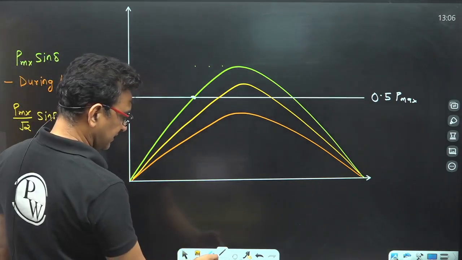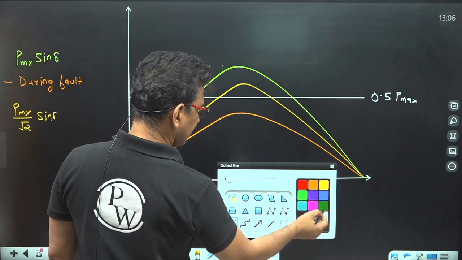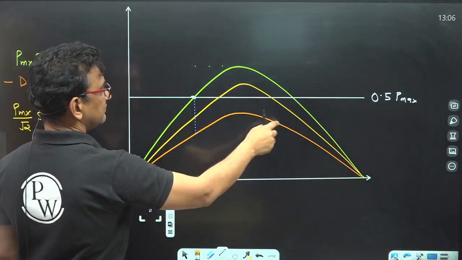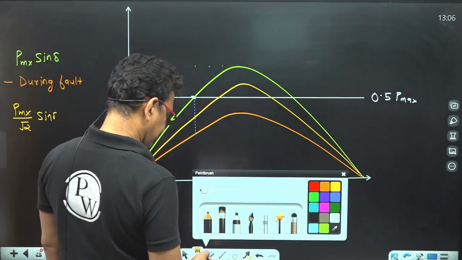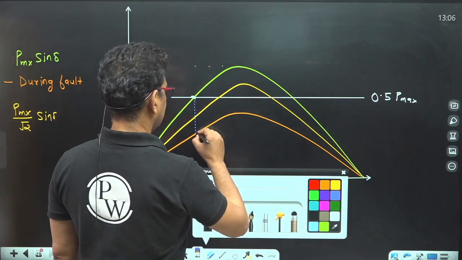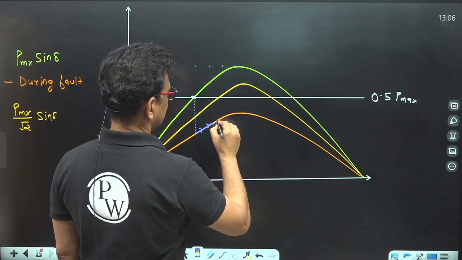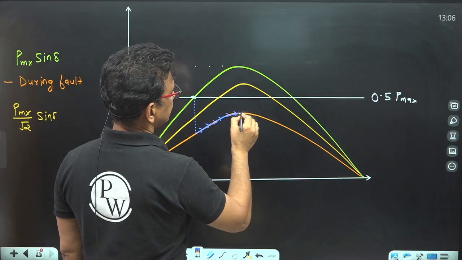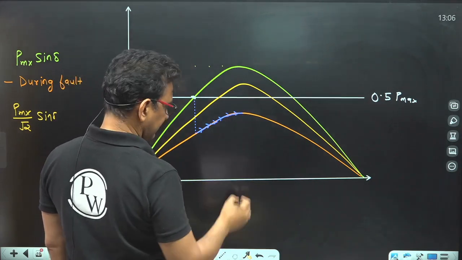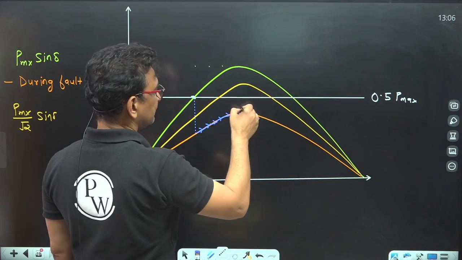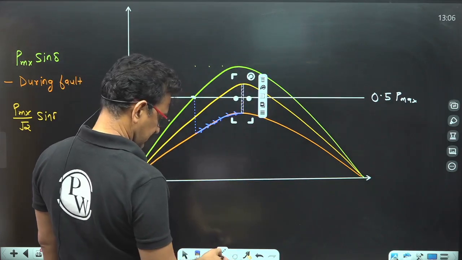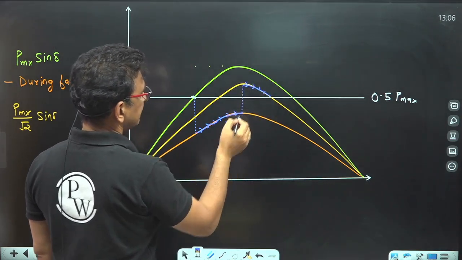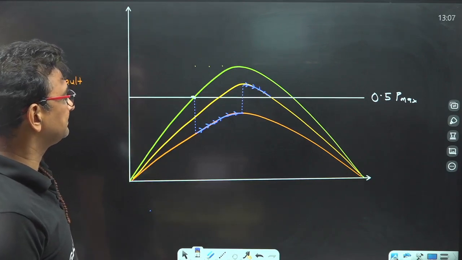Now see, this is my operating point. Whenever the fault occurs, the operating point immediately shifts to this point because this is the curve during the fault time. And then what will happen? It will move like this. At delta equal to 90 degrees, this is my critical clearing angle. So at the critical clearing angle, it will again move to this point and then it will go like this. This is my critical clearing angle, always remember.